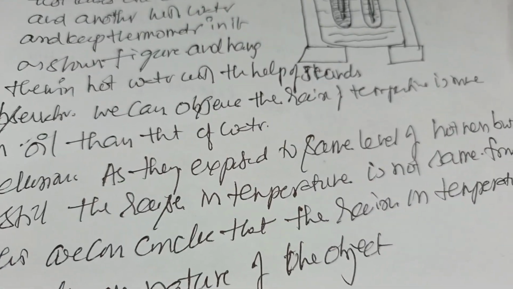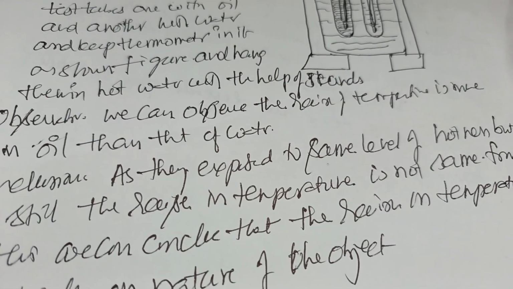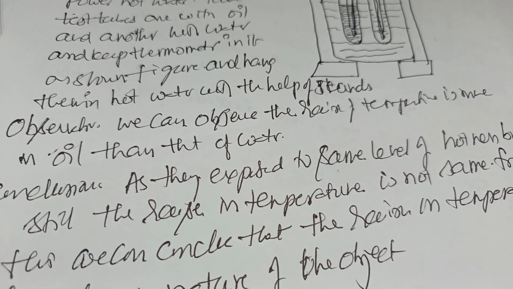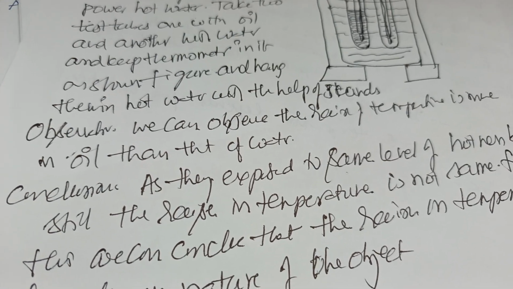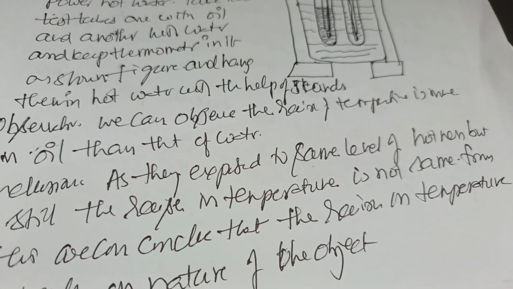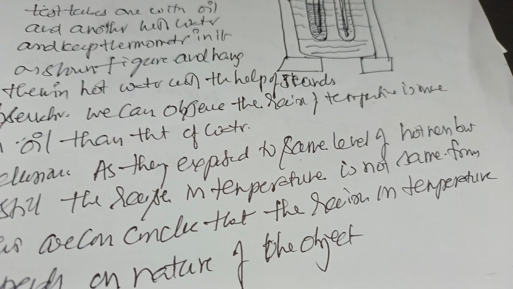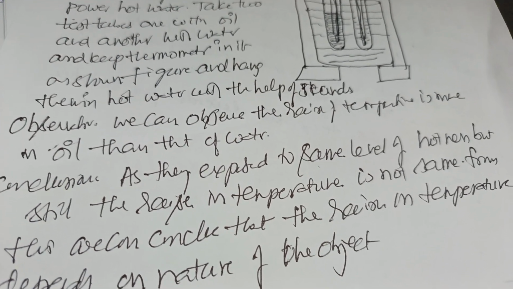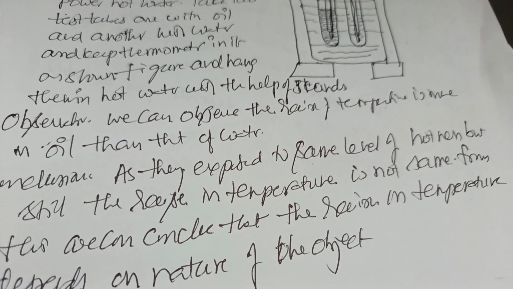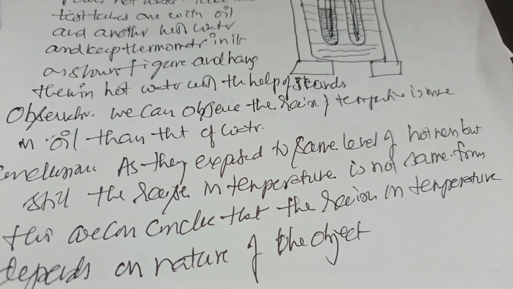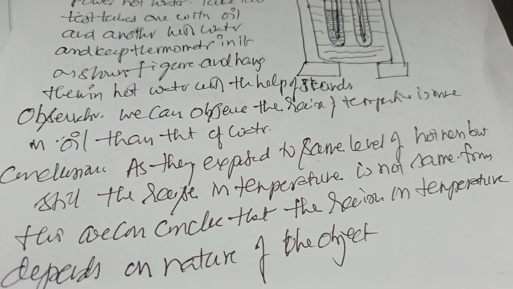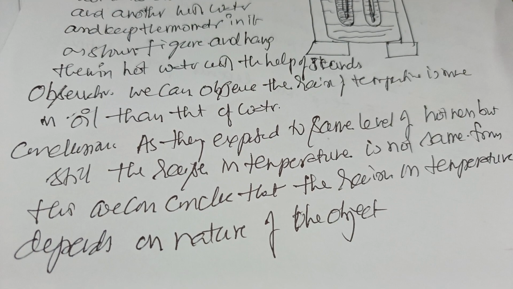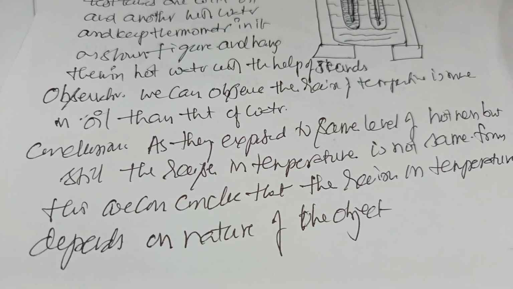Now, what is the observation? We can observe that the rise in the temperature in the oil is more than that of the water. So, what can you conclude from this? As they are exposed to the same level of hotness, still the rise in the temperature is not the same in both materials. Then we can conclude that the rise in the temperature depends upon the nature of the object.